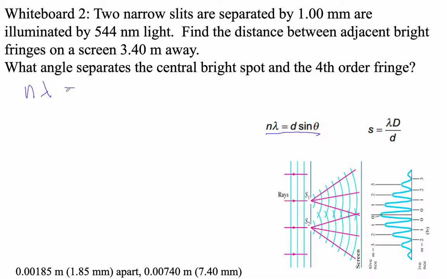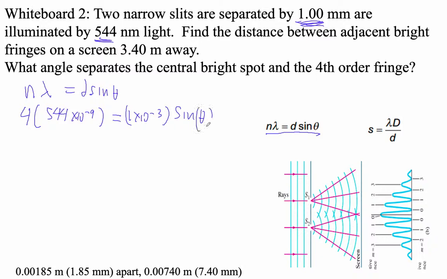Okay, so n lambda is equal to d sine theta. n is going to be the fourth order fringe, right? That's 544 times 10 to the minus ninth, equals 1 times 10 to the minus third. That's the 1 millimeter. This is our wavelength of light, and then sine theta. It'll be a small angle. Let's figure it out. So the inverse sine of this times this divided by this.